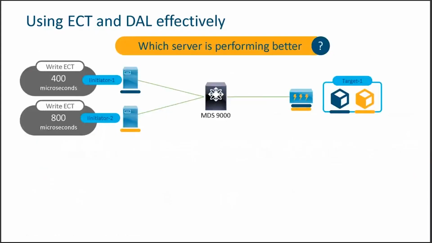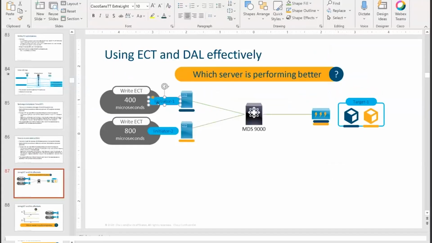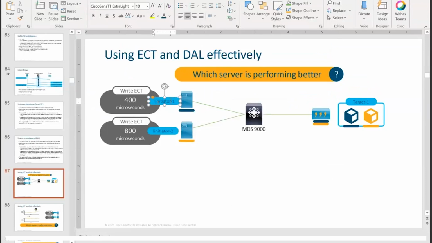Okay, and this is what I was trying to say. So here is a simple example for you guys. Feel free to unmute and speak up. I've got two initiators here and one single target, and initiator one is accessing one LUN in target one, and initiator two is accessing another LUN within the same target. The ECT of initiator one is 400 microseconds, and the ECT of initiator two, by the way, I got a spelling mistake there, is 800 microseconds. So while I fix that spelling, any thoughts which initiator is performing better?